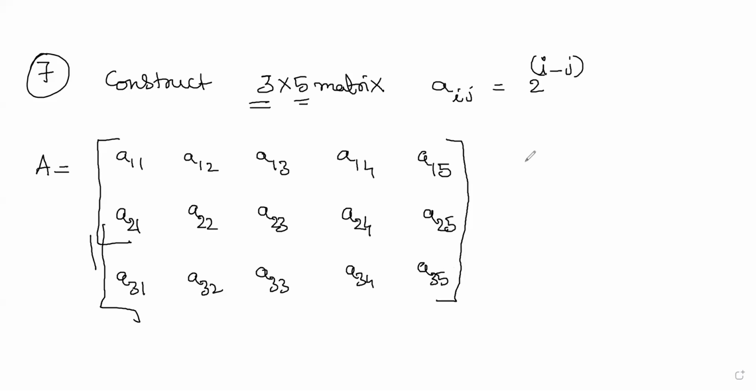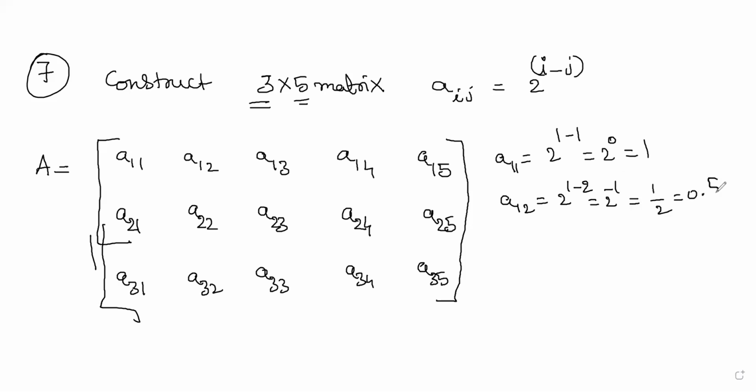Now can you do this homework, all of you? A11 means 2 to the power of 1 minus 1, that is 2 power 0, that is 1. A12 is 2 to the power of 1 minus 2, that is 2 power minus 1, that is 1 by 2, that is 0.5. Like this you have to do. A13 is 2 to the power of 1 minus 3, that is 2 power minus 2, which is 1 by 2 square, that is 1 by 4, that is 0.25. Clear? How to do?